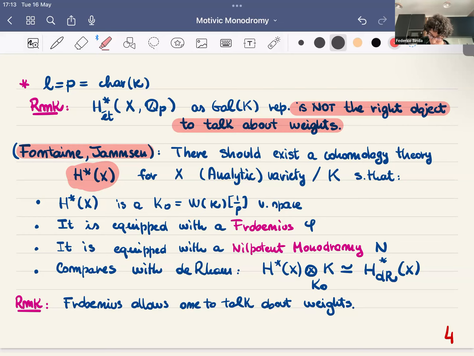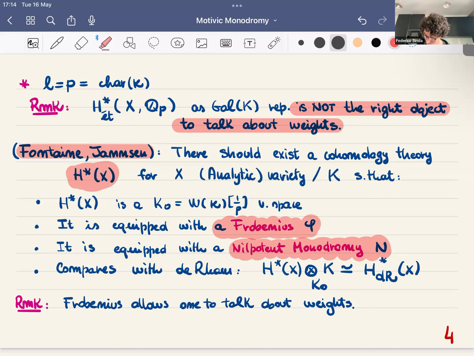Should be equipped with a Frobenius operator. And that's important because that's what we need to talk about weights. And in analogy with the l-adic situation or the complex situation, it should also be equipped with a unipotent monodromy operator. And since we're not very creative, this cohomology theory should compare to other cohomology theories, otherwise it would be a bit pointless. And the chosen comparison, at least in the original definition, is the comparison with de Rham cohomology.